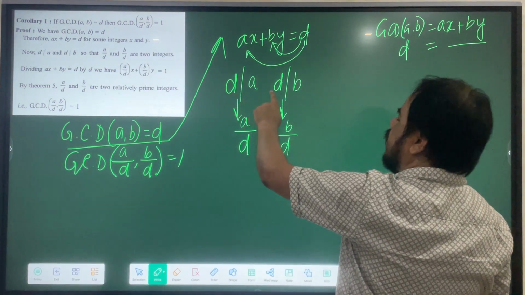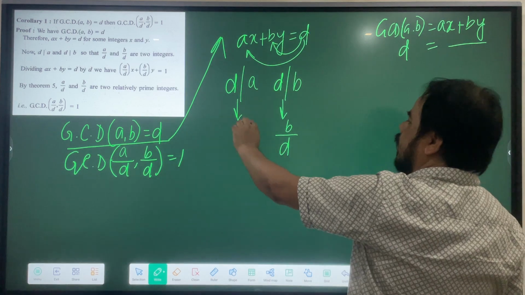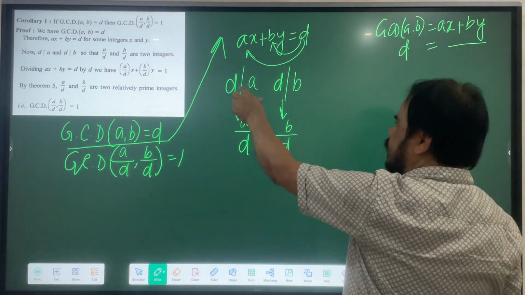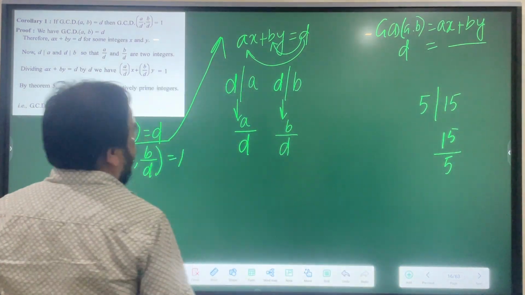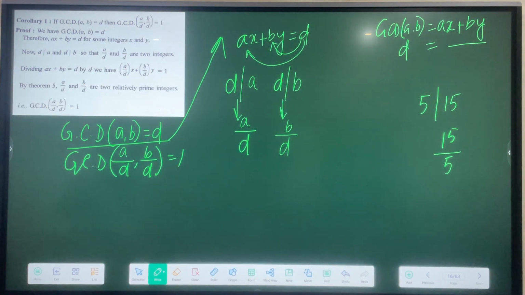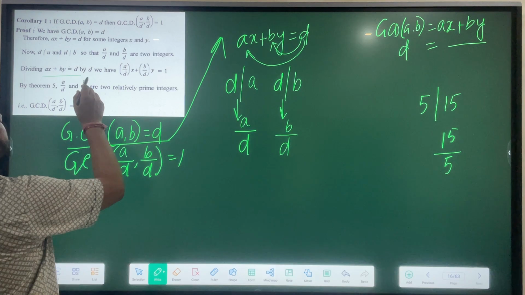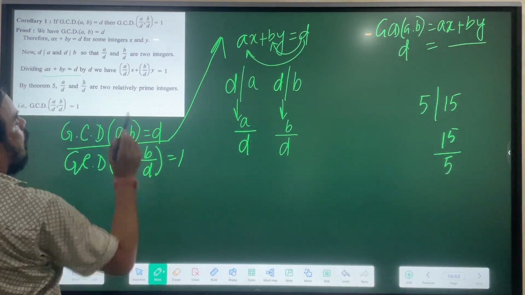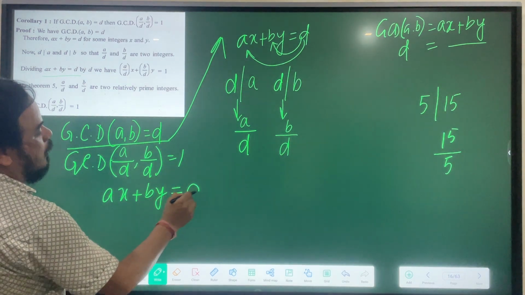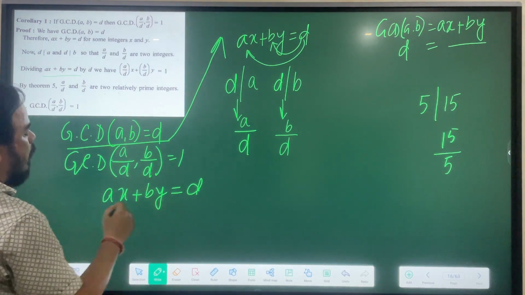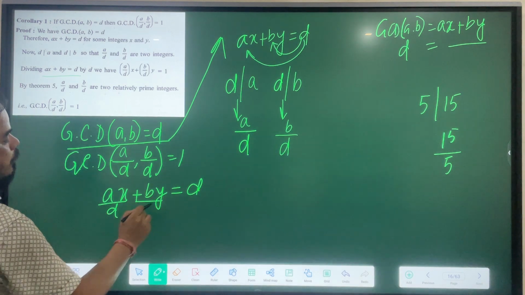If D divides A and D divides B, we can express it this way. So if ax plus by equals D, which we have got, we will divide by D.